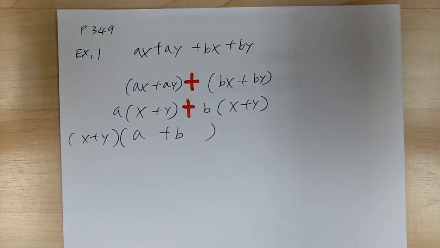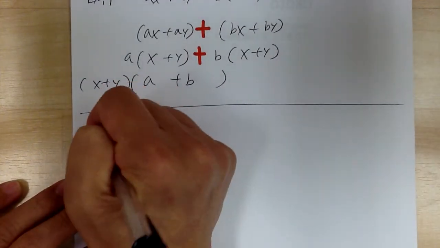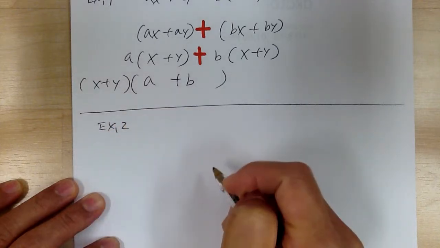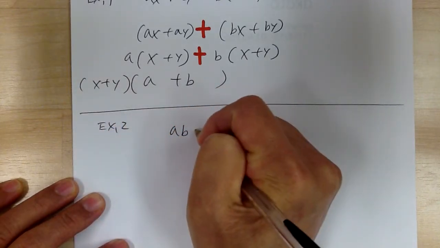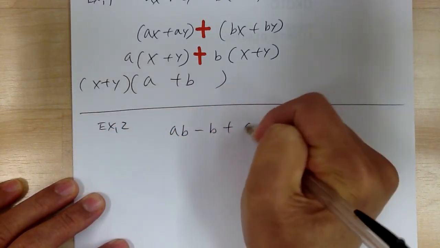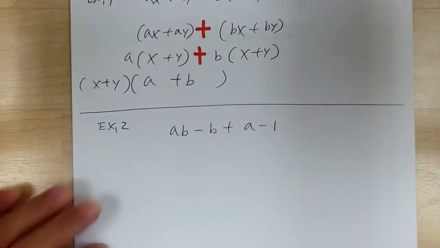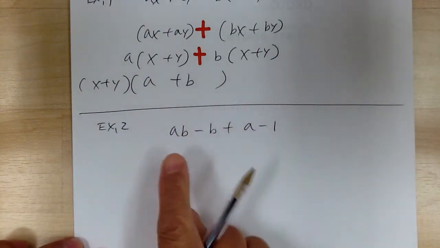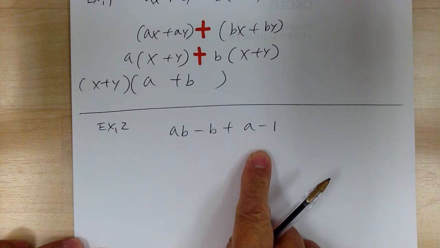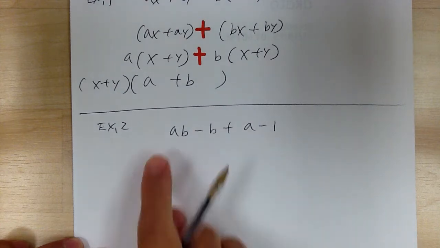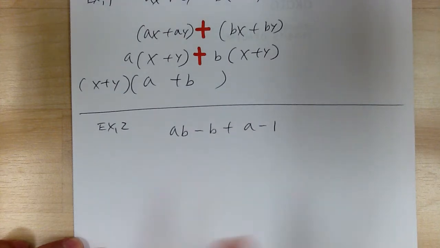You make it into 2 easier problems, do each one individually, and when you're done, you bring it back together. Okay? So let's go over a couple more examples. Let's go to example 2. You have AB minus B plus A minus 1. Step 1, common factor, you cannot. Step 2, 4 terms, so you go to step 2C.